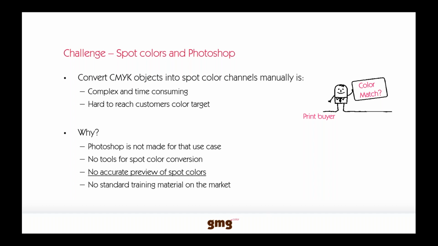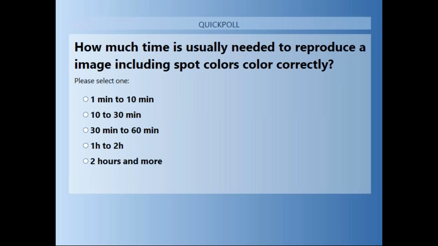So next question for the audience, what do you think? How much time is usually needed to convert a CMYK or RGB image into a spot colored image correctly, so that you reach the reference from the customer? The reference is important. Is it 1 to 10 minutes, 10 to 30 minutes, 30 to 60, 1 hour to 2 hours, or maybe 2 hours and more? How big is the effort to convert images into spot color channels?